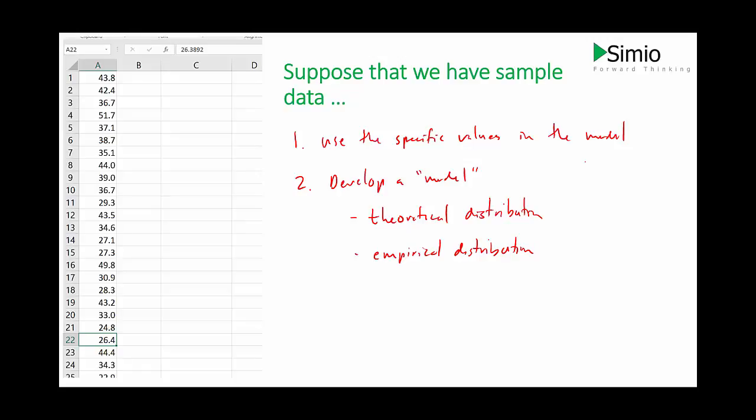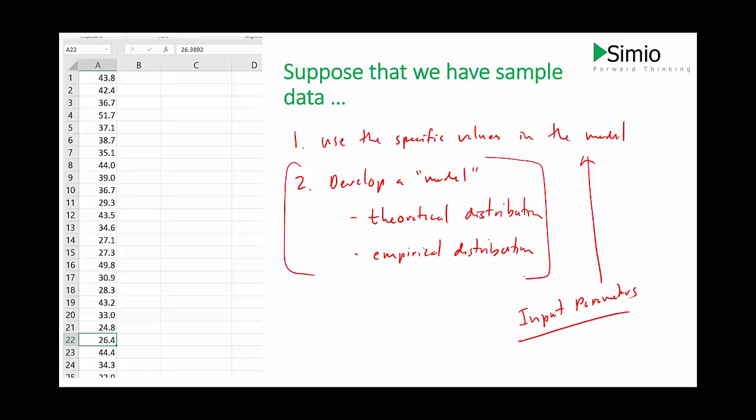For option 1, if we want to use the specific values, we can use Simio's input parameters feature to do this directly, and we will have a separate video for how to do this using the input parameters options. And so what we'll focus on for the remainder of this video, and then the next video actually, is on developing model distributions.